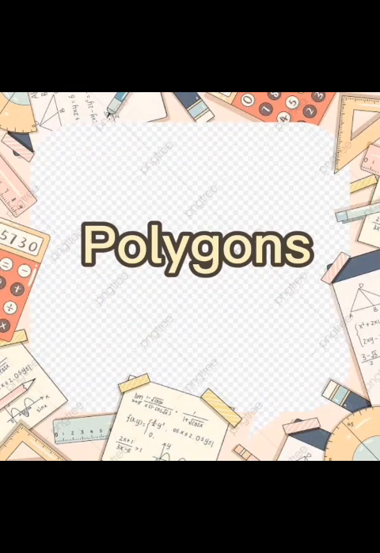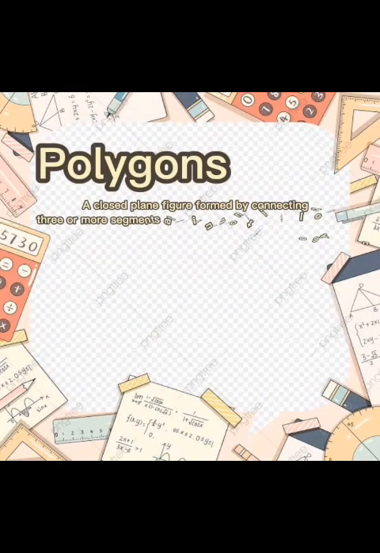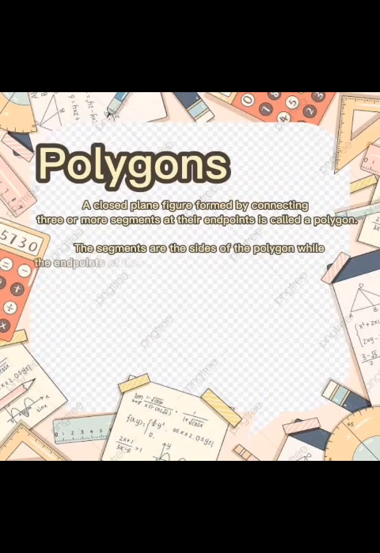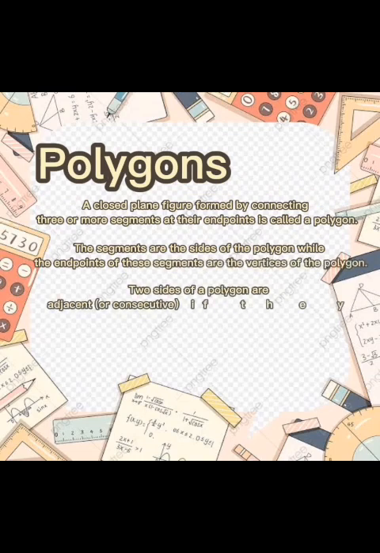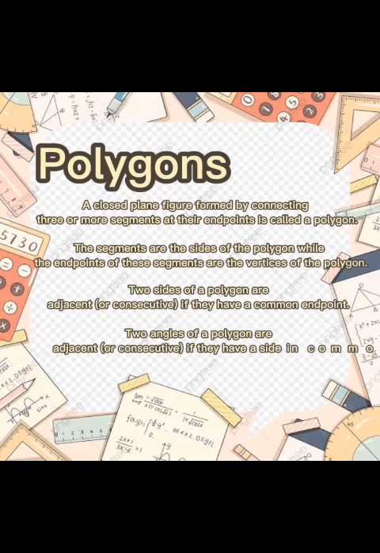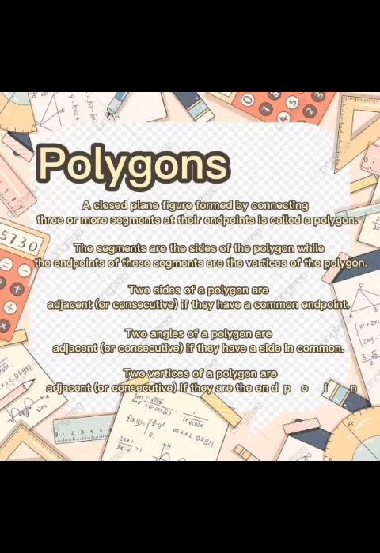Polygons. A closed plane figure formed by connecting three or more segments at their endpoints is called a polygon. The segments are the sides of the polygon, while the endpoints of these segments are the vertices of the polygon.